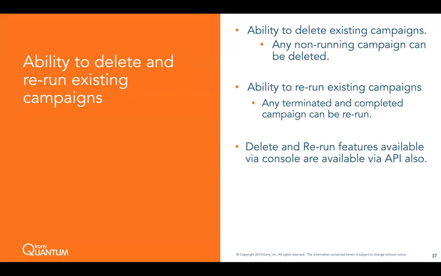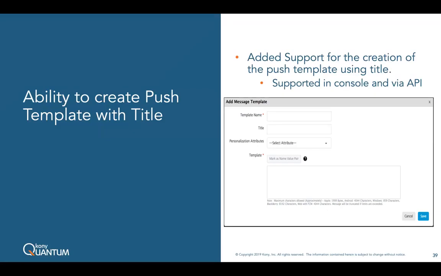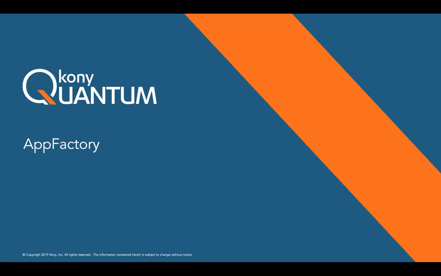So I have added the option of deleting and rerunning existing campaigns. We are close to the time, so I'll run through this. We have added the ability to create users with French characters because earlier it was only supporting ASCII. And we have also added support to create push templates with titles. And this is a new functionality: you have the option of creating segments with OS type now. And this can be used again from console or API.